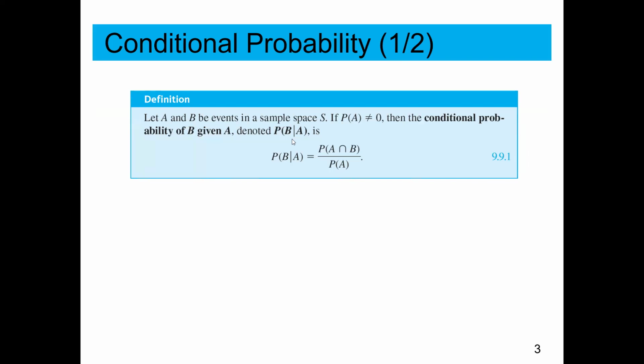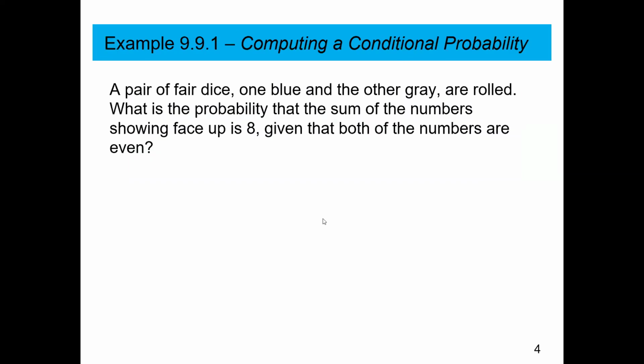It says this: let A and B be events in some sample space. Then the conditional probability of B given A, denoted B|A, literally means that A has already occurred. What's the probability of B? So A is true, then what's the probability of B? That's going to be the probability of A intersect B, so the probability they're both true, divided by the probability of A. So let's look at this in an actual example so you understand what I mean by all this.